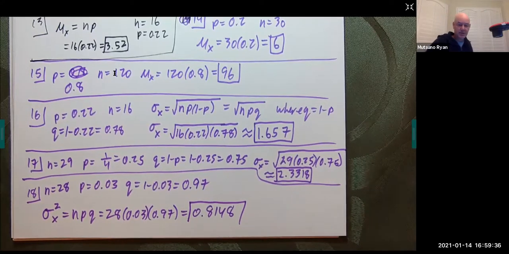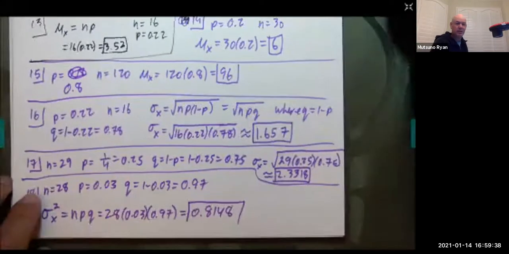Two last questions. Number 19. So usual and unusual, again, we're going out a couple of standard deviations out. We talked about that earlier.